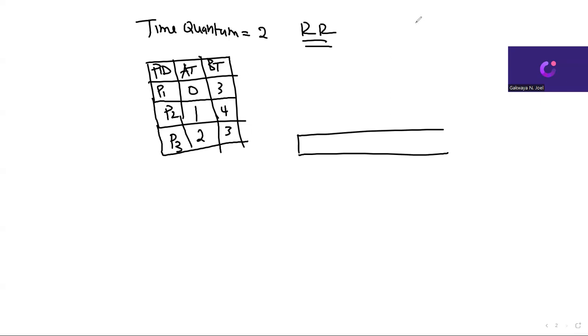And we say at time equal to 0, P1 arrived. P1 arrived here when the time is equal to 0. I put a comma here. P1 arrived, right? Now, let me change the pen for better understanding.